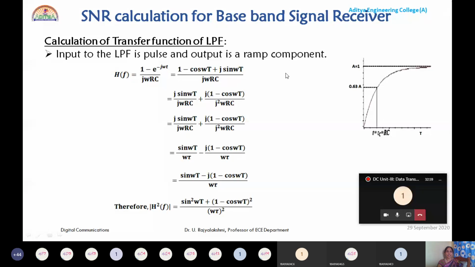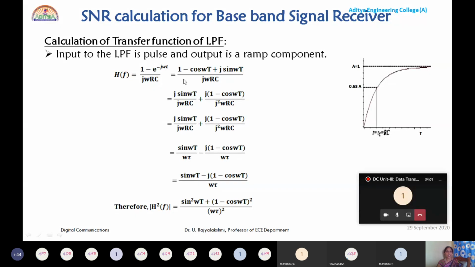Now, let us calculate the transfer function of the low pass filter, because you don't know the value of H of f. Once you know H of f, you can directly substitute the square of H of f to calculate the output noise power. So let us evaluate the transfer function of the low pass filter. What is the general shape of the input signal? We consider it in the form of a pulse. If the pulse signal is applied to the low pass filter, it integrates and generates a ramp component. Here we have defined the time constant as RC, which is tau, and it is the time interval to reach 0.63 of the maximum amplitude A. The output ramp component, if you consider A as 1, will be 1 minus e power minus t divided by our time constant, that is, j omega RC.